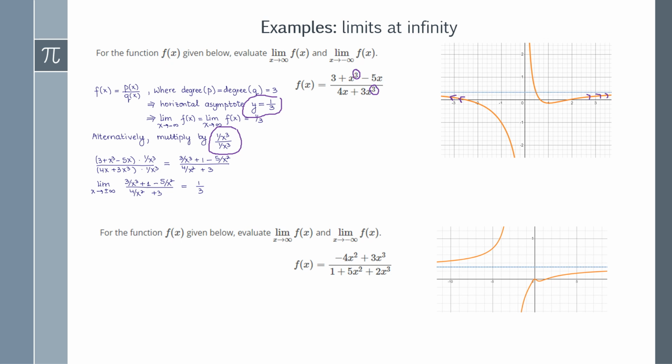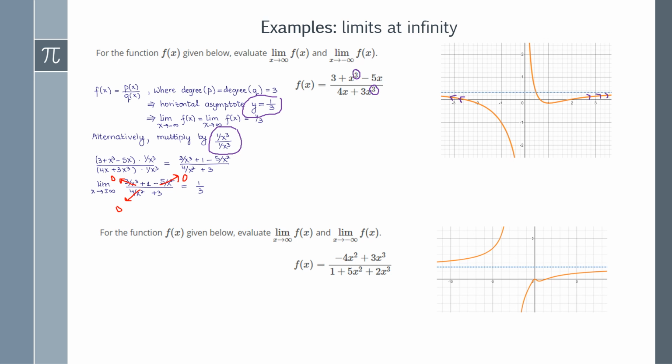We're going to get 3 over x cubed plus 1 minus 5 over x squared. Okay, and on the bottom, we get 4 over x squared plus 3. So what's going to happen as x goes to either positive or negative infinity? These terms right here, they vanish, right? So this goes to 0, this goes to 0, and this. And notice what we have left is just the leading coefficients, right? Okay, 1 over 3, that's what we have left.